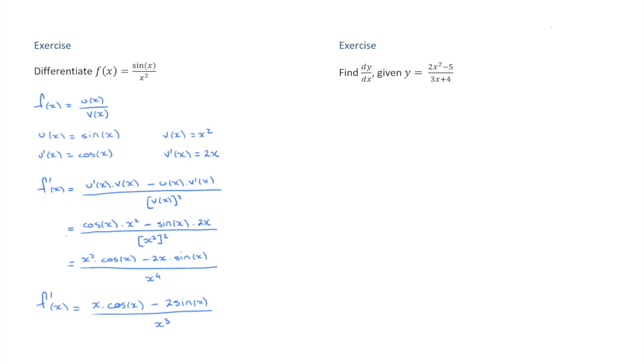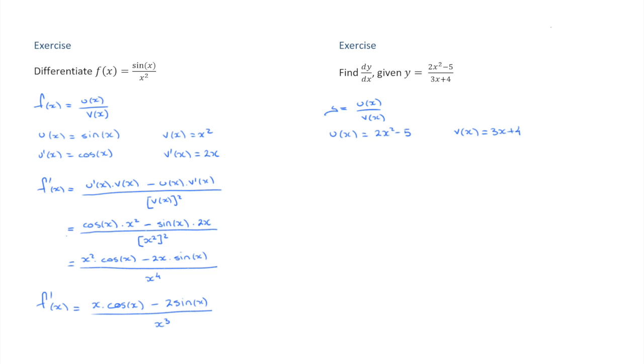Let's look at one more example. We're asked to find dy dx given y is equal to 2x squared minus 5 over 3x plus 4. Well, again, the key thing to notice here is that y is equal to one function being divided by another. In other words, we can write y equals u of x over v of x, where u of x equals 2x squared minus 5, and v of x equals 3x plus 4.